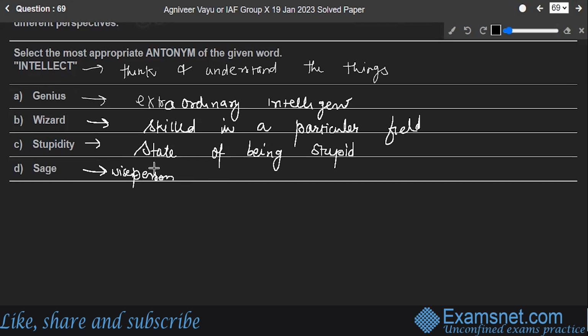That's it. So you have to find out the word antonym to the given word, intellect, and intellect is intelligent, right? And the opposite word is definitely stupidity. Option C. Hope you understood this.